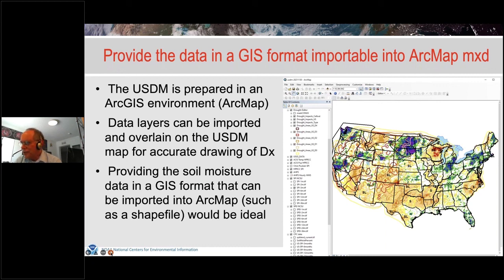So providing the soil moisture data in a GIS format that can be imported into ArcMap, such as a shapefile, would be ideal. There are other formats, such as TIFFs and so on. I'm not a GIS expert or IT expert, so I blank on all the specific details, but there are other ways that soil moisture data can be imported into an ArcGIS environment in an ArcMap product. And I think that's the last slide.